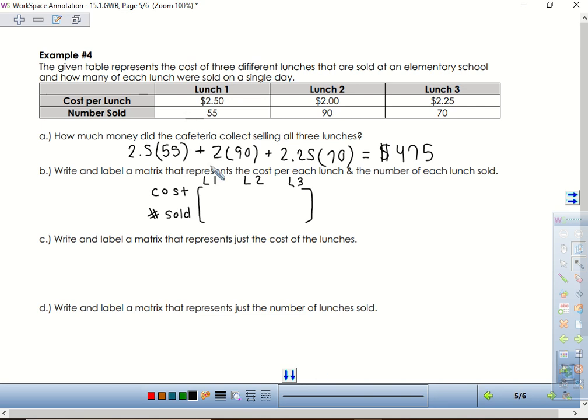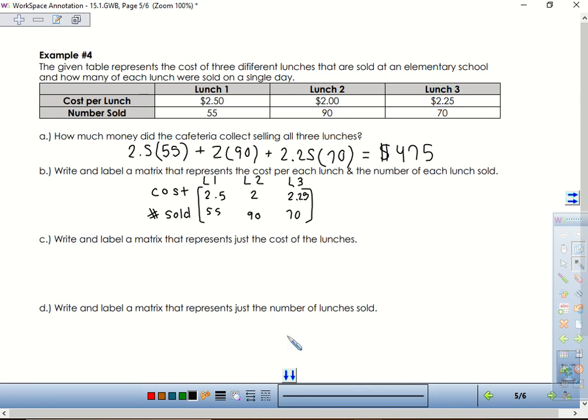So what is the cost of lunch 1? $2.50. This one's going to be 2, and this one's $2.25, right? The number sold is 55, 90, and 70. So all we really did here was we converted data from a table into the format of a matrix. Okay, not really anything too out of the ordinary here, but you do have to understand the difference between the two types of representations. Matrices do not have lines in them like a table does, okay?